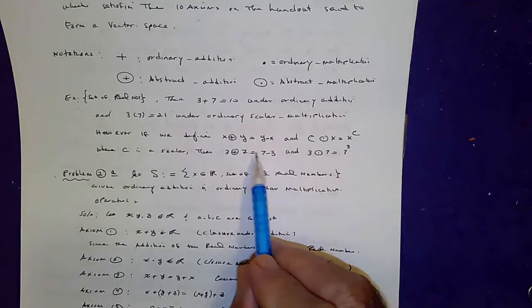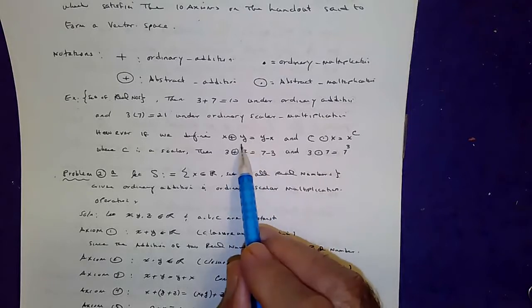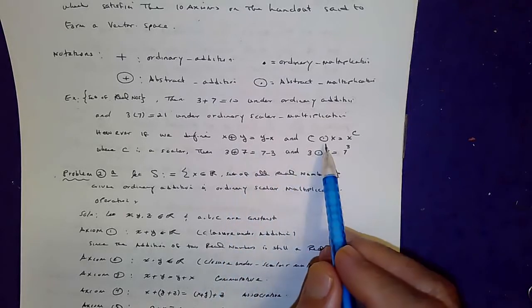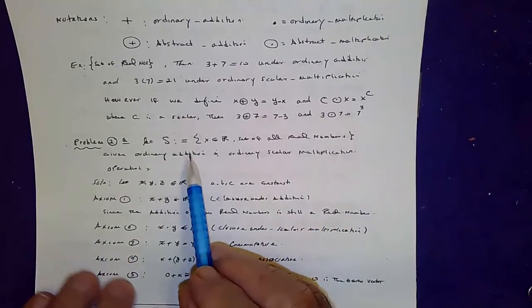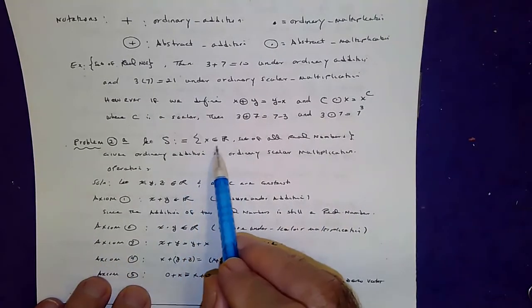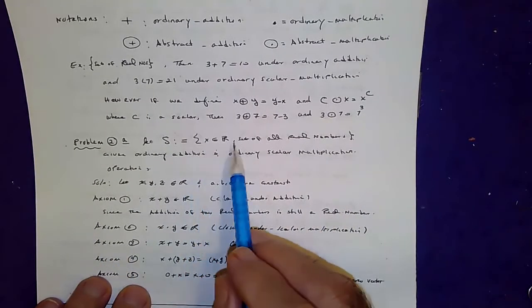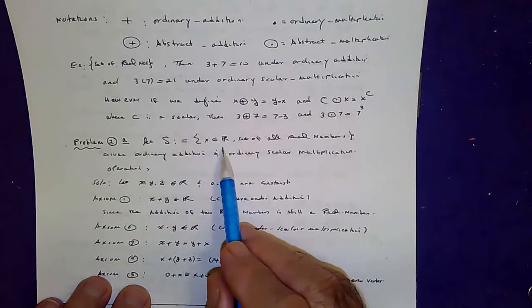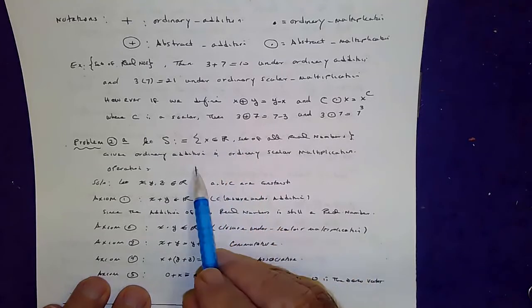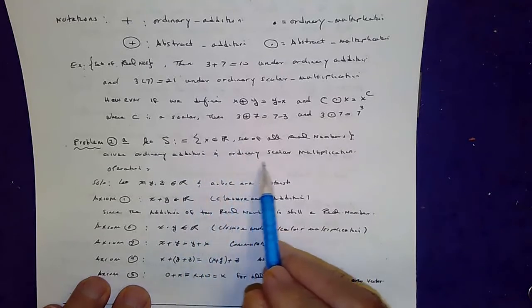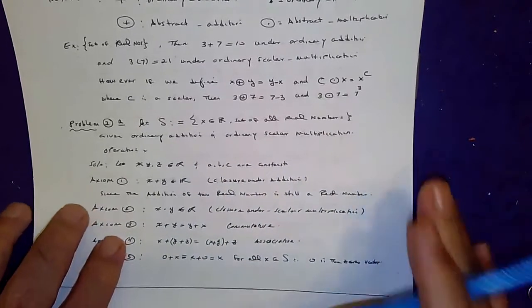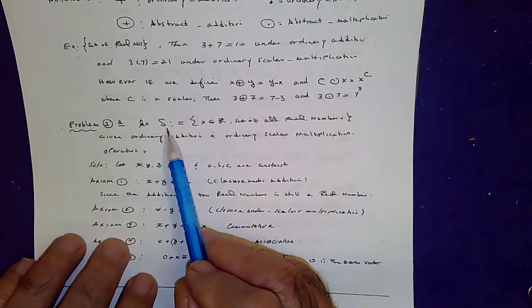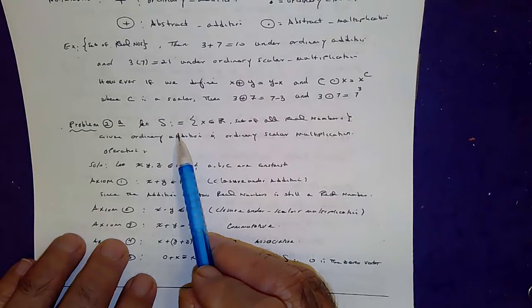So it all depends how you define the addition operation and the multiplication by scalar. Let's do this problem. Suppose set S is the set of all real numbers with ordinary addition and ordinary scalar multiplication. So it's not abstract operations. How would you prove this set forms a vector space?